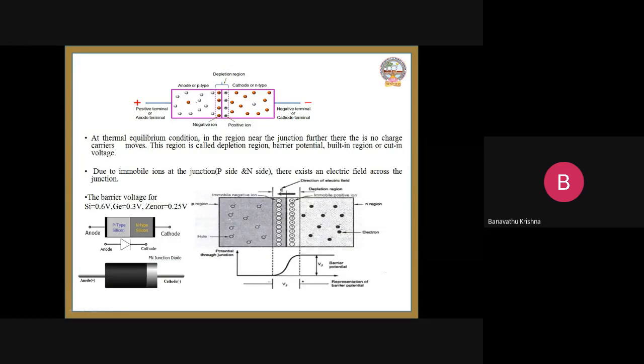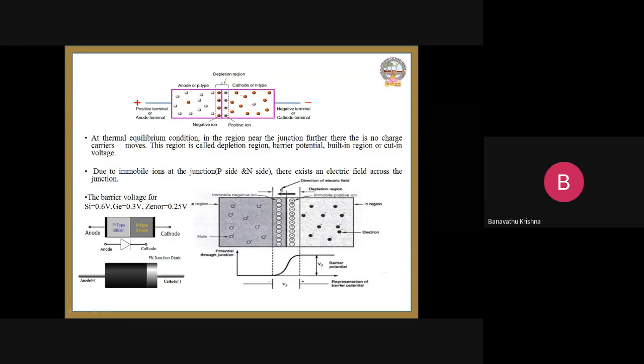When the holes are moving from P side to N side, why are they moving? Due to the concentration gradient. Concentration gradient means that here the number of holes is larger, and here a very small amount of holes is available. So there is a lot of space here, and the holes move from P side to N side. Then they form immobile ions here as positive charge particles.